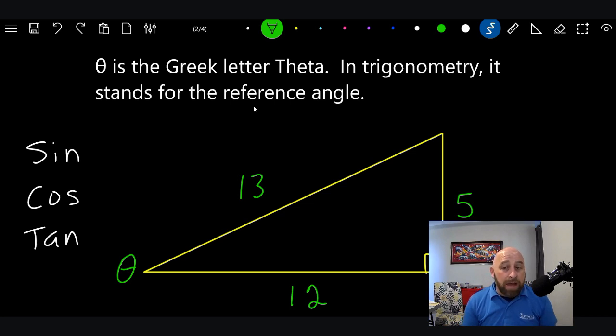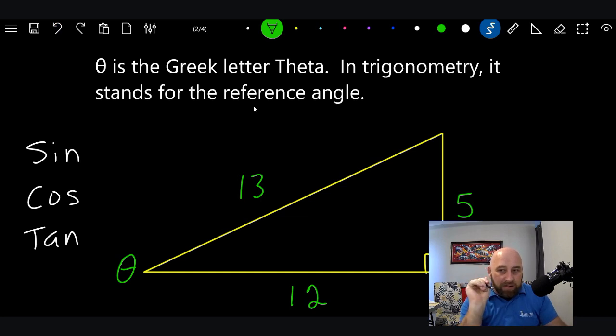But in math, and especially different branches of math like geometry, trigonometry, calculus, we use different Greek letters to say things. One that you all know and that we've been using a long time is the letter pi. That's a Greek letter, and you know that means the circumference of the circle, or 3.14. You should remember that.